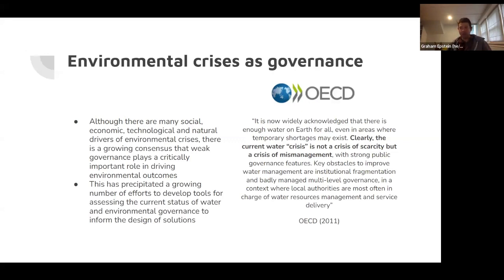And so this has precipitated a few things. It's recognized this is the challenge, but if governance is a key part of the problem, we need to have tools or approaches for saying, what aspects of governance affect outcomes. What is the current status of our governance system? What are the strengths and weaknesses? Perhaps we have good rules, but we don't have systems in place in order to implement these rules, to enforce rules, and so on. So a large number of organizations and academics have developed different frameworks or tools for assessing water governance for different purposes.